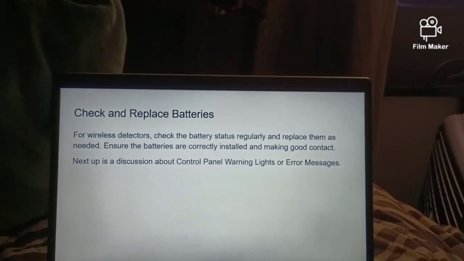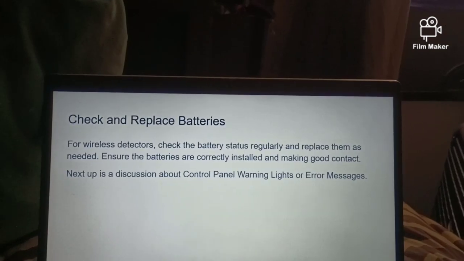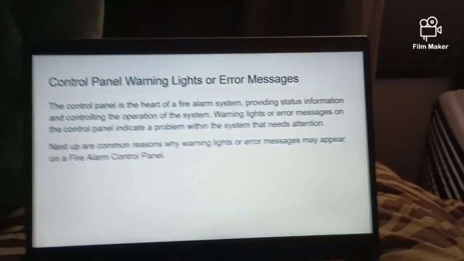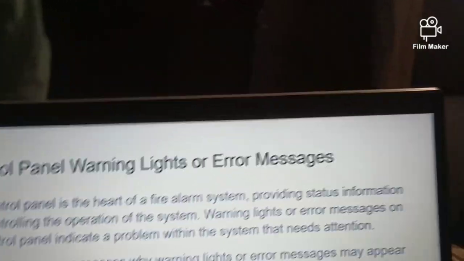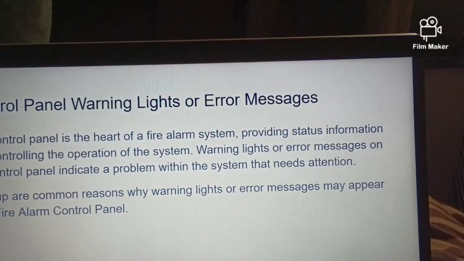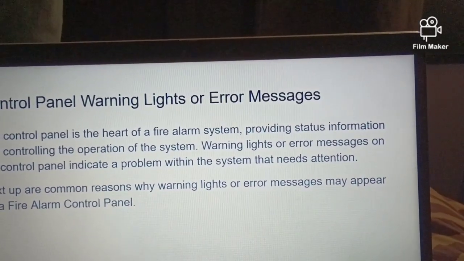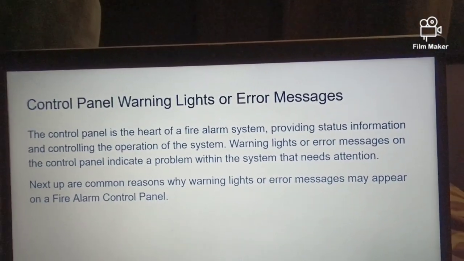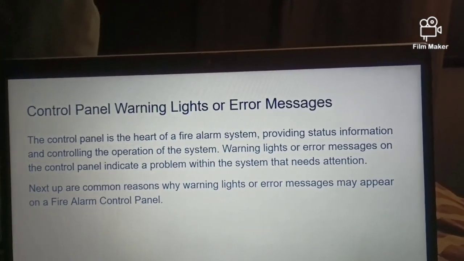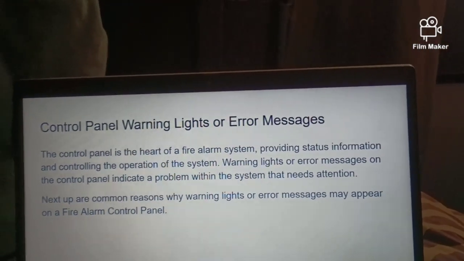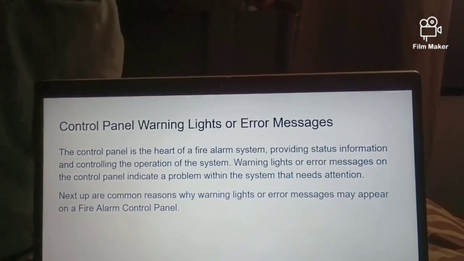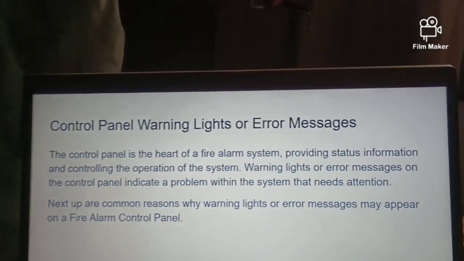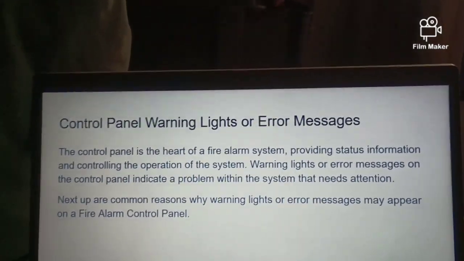Next up is a discussion about control panel warning lights or error messages. Control panel warning lights or error messages. The control panel is the heart of a fire alarm system, providing status information and controlling the operation of the system. Warning lights or error messages on the control panel indicate a problem with the system that needs attention. Next up are common reasons why warning lights or error messages may appear on a fire alarm control panel.